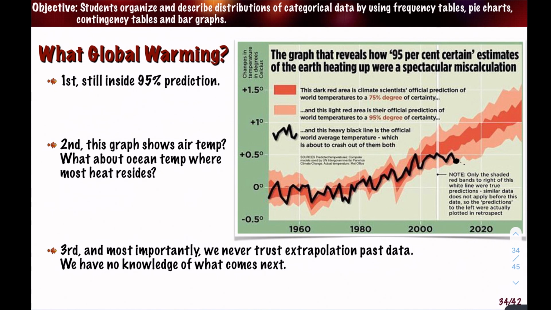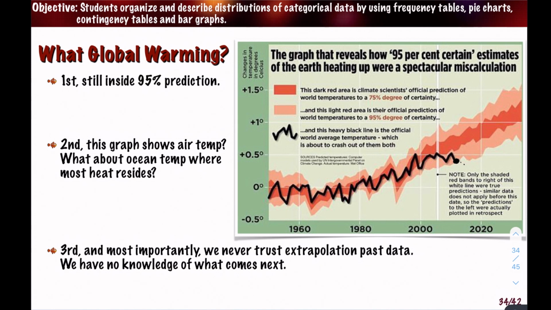So we don't make future predictions based off of past data without developing a reliable model. And note, we're still inside that 95% prediction. Second, this graph shows air temperature. And if we're talking about global warming, you might want to think, what about ocean temperature, where most of the heat resides? And third, and most importantly, we never trust extrapolation past data.